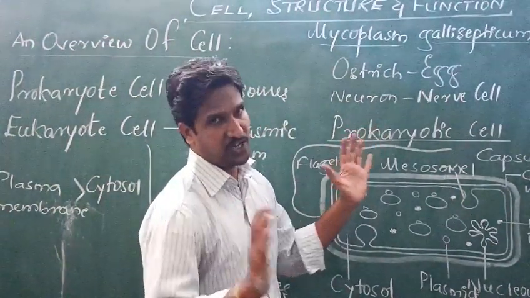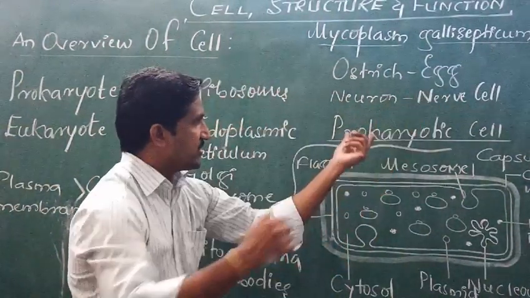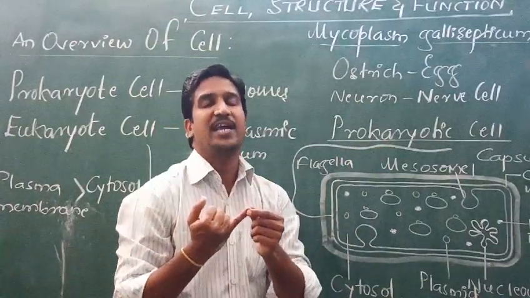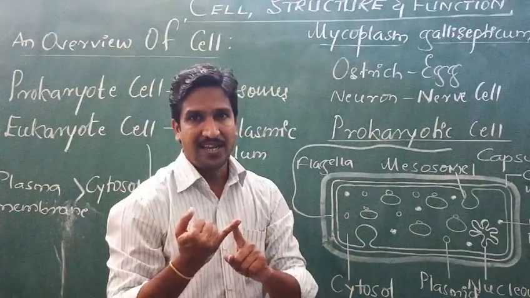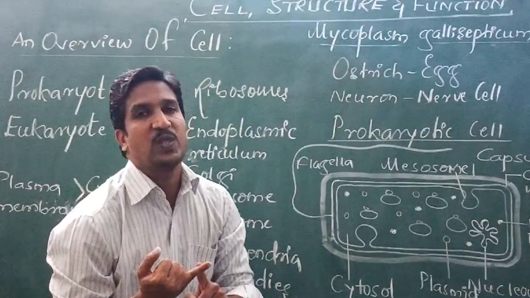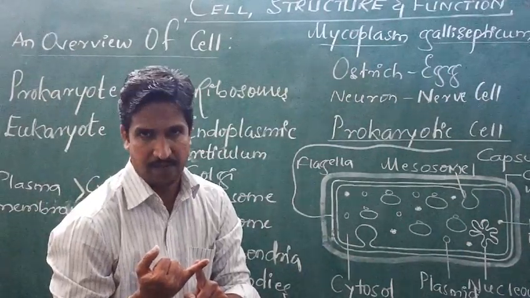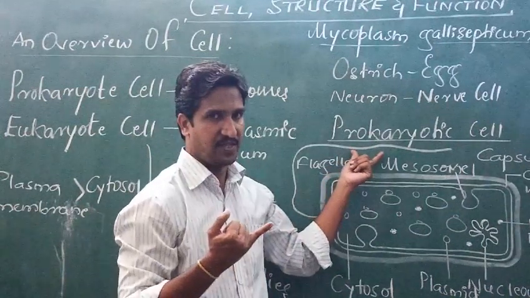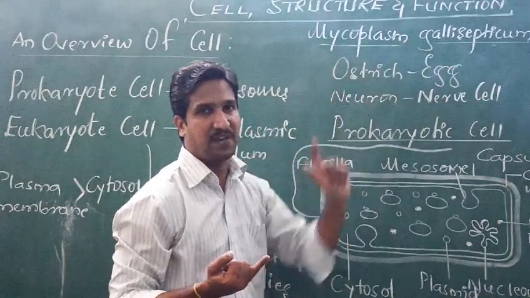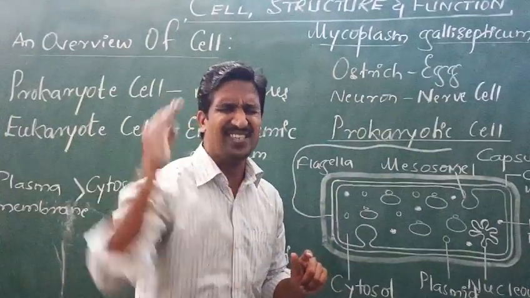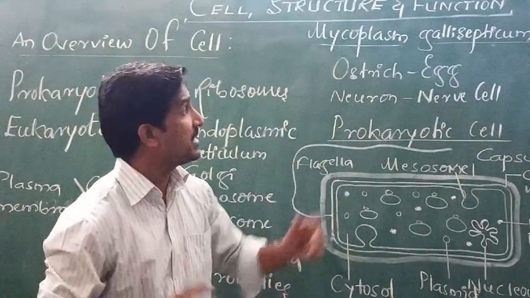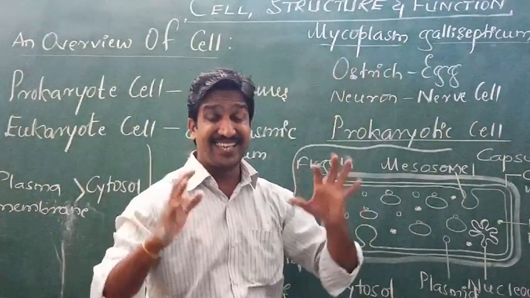Right? The complete history of the prokaryotic cell. When you study this prokaryotic cell, first of all you must know the definition. A prokaryotic cell is a cell which contains an underdeveloped nucleus without a nuclear membrane. That is called a prokaryotic cell. Which is an example of a prokaryotic cell? Mycoplasma gallisepticum. This is the smallest cell on the earth.